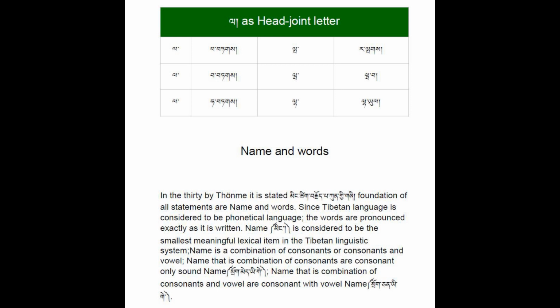So now, name and words. The first thing that I'm going to bring in is the exact line from the actual text, the 30. So Tumi Sambuddha said, Mingci Jeba Kungi Shi. So Ming is the name, Cik is the word. Jeba is the statement. Kun means all.